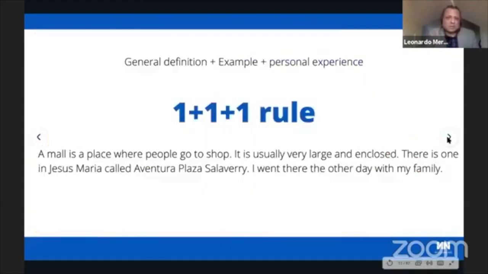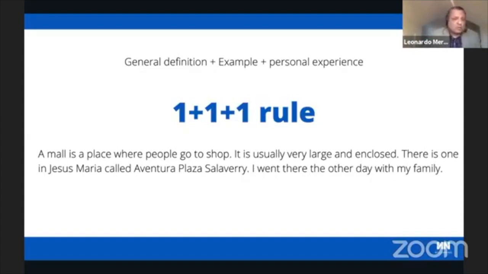Let's take a look at something else. So for example, here, we see a mall. A mall is a place where people go to shop. It is usually very large and enclosed. Remember, a mall is not a shopping center. A shopping center, when we speak in English, is open. Okay, it doesn't have a roof. It's not enclosed. It's open, right? A mall is very large and it has a roof. It's enclosed, right? So that has to be clarified.